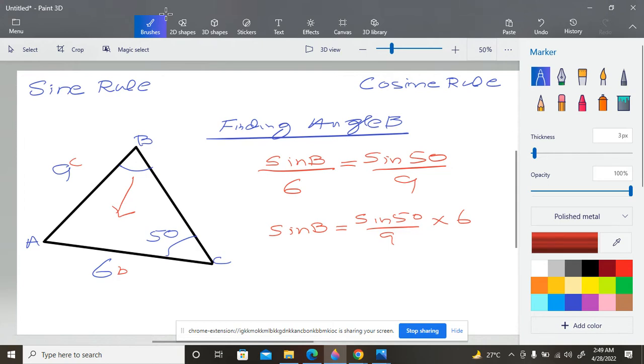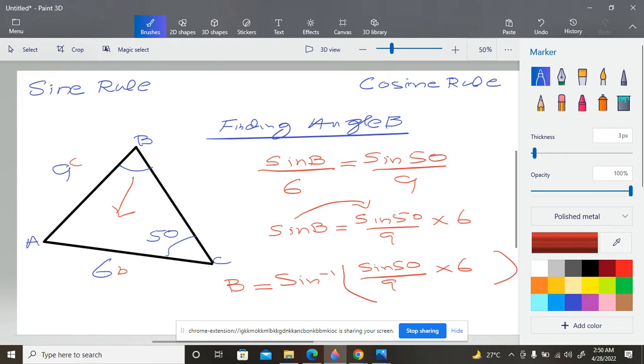So we need to find sine B. I can use the scientific calculator, so I will leave B here. When this sine goes to the other side, it becomes sine inverse. Sine inverse, bracket, add everything which is on the right hand side of the equation: sine 50 divided by 9 multiplied by 6. Now use your scientific calculator and tell me what the answer is. I told you that you have to stop the video and solve the question along with me. So sine 50 divided by 9 multiplied by 6.